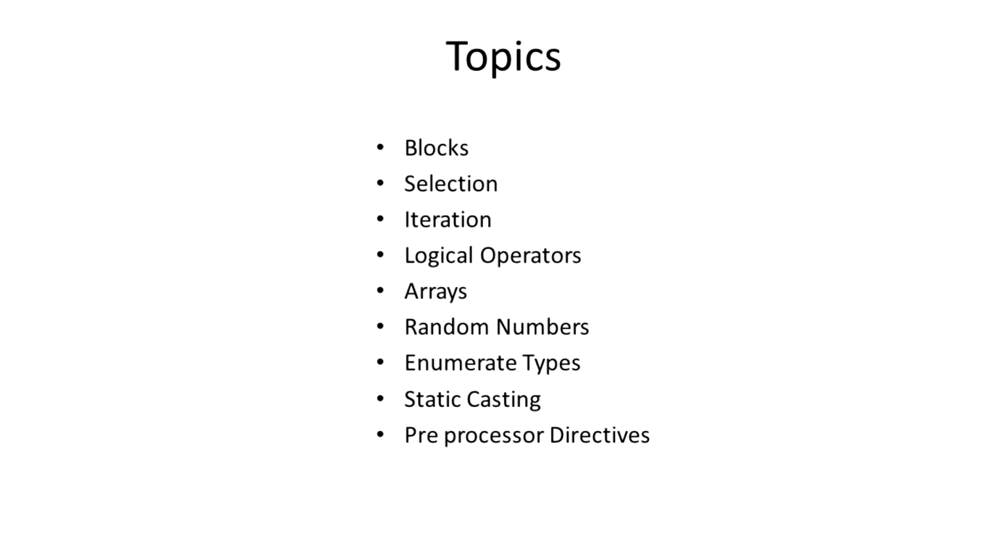And then we're also going to have a look at logical operators, and, not, or, etc., as well as arrays. And then we're going to review some additional information regarding how to generate random numbers, as well as enumerate types, static casting, and also explore preprocessor directives in more detail, as we hinted at in the previous presentation.